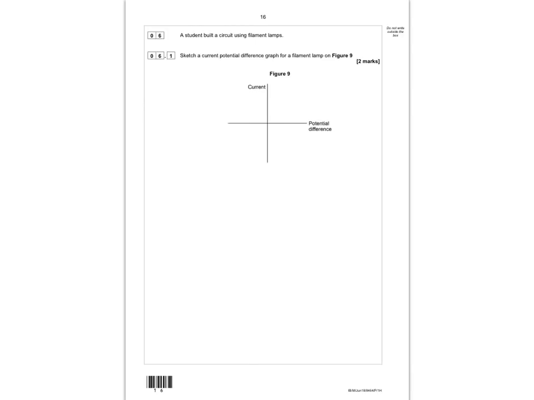Question 6: a student builds a circuit using filament lamps. Sketch a current potential graph for a filament lamp on figure 9. So now I've uploaded a graph that you should have drawn here. You can see this is the graph that you should have drawn.